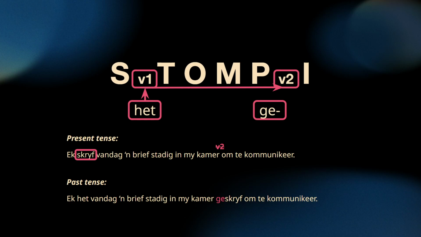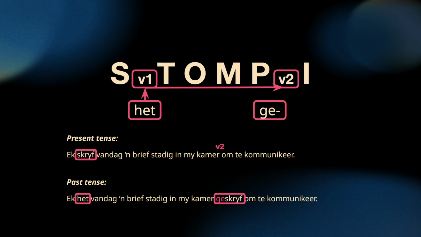So in the present tense, I have a sentence. Ek skryf vandag 'n brief stadig in my kamer om te kommunikeer. I write today a letter slowly in my room to communicate. We notice that skryf is my first verb, and there currently is no second verb.